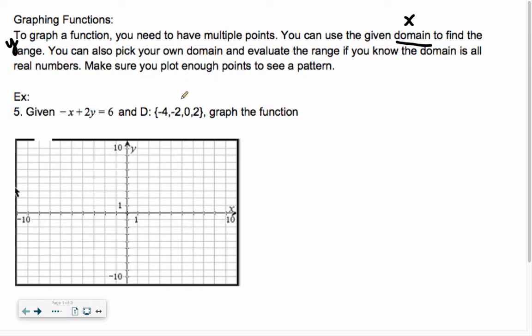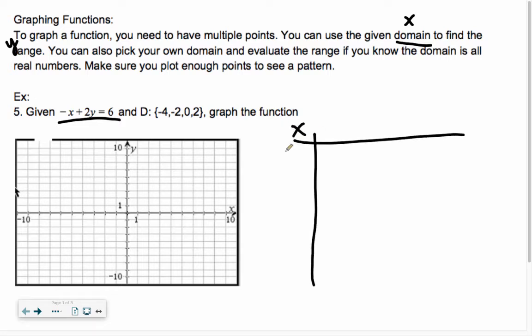So we don't necessarily know what these will look like, so we need to make sure we plot enough points so we can actually see what the picture is going to look like. So the first example, given this equation or function, and D, that's the domain, is this, we want to graph it. So I'm going to make a table over here.